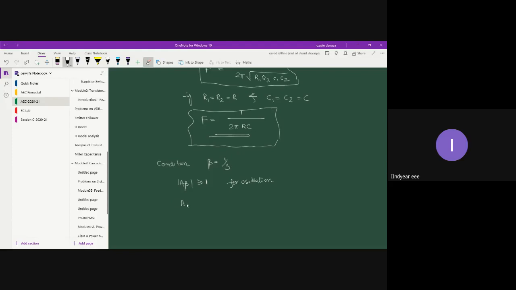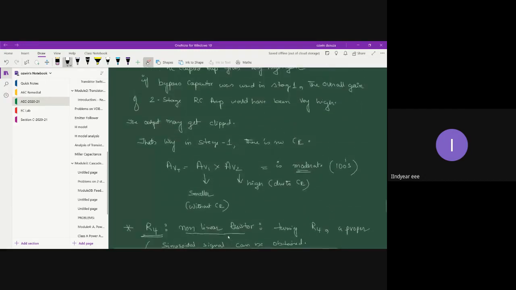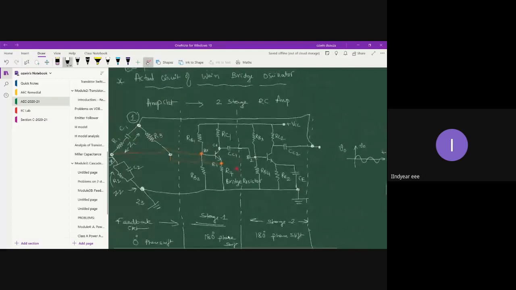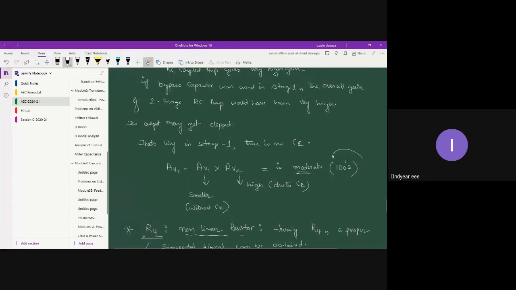So you can say that A should be greater than or equal to 1 by beta, or greater than or equal to 1 divided by 1/3, or greater than or equal to 3. So the amplifier gain should be greater than or equal to 3. Now you got the point, right? So the gain of the Wein bridge oscillator should be greater than or equal to 3. So you don't need a very high gain. You don't even need hundreds of gain.